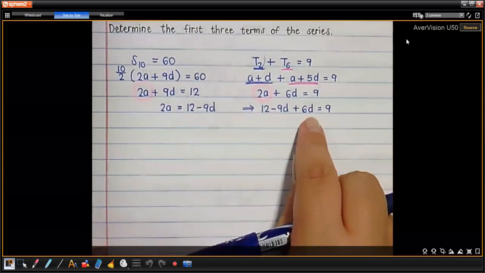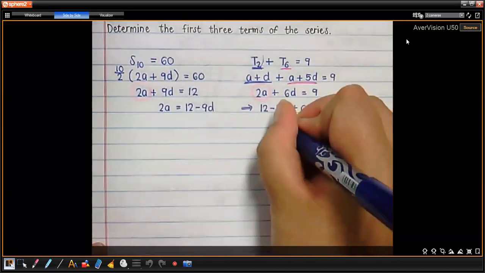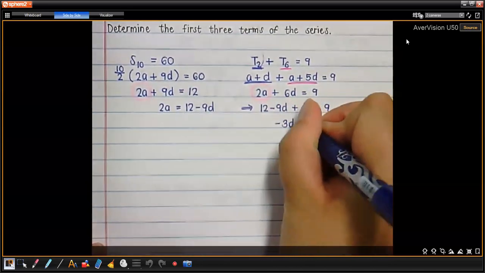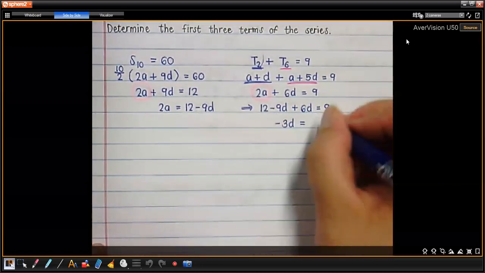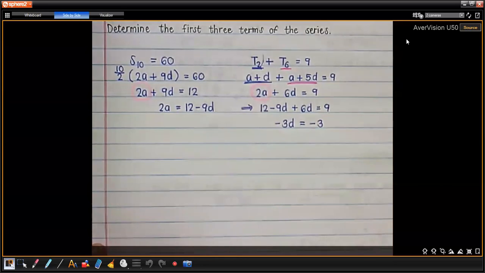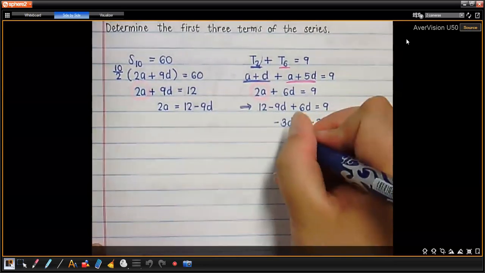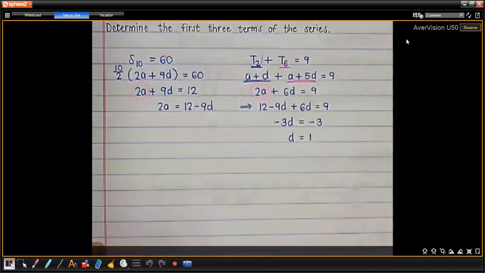Negative 9d plus 6d is negative 3d. Then move the 12 over. What's 9 minus 12? Negative 3. That's quite nice. d is equal to 1.